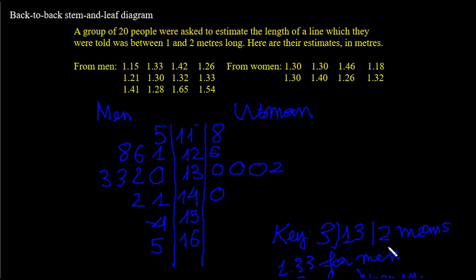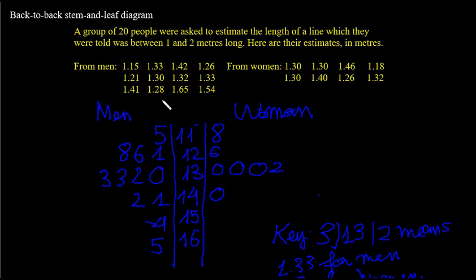So from this key, 3 straight line, 13 straight line, 2. So we can apply it to all of here. So let's take a number like 14. We have 1 straight line, 14, and 0. So we can understand that 1.40 for woman and 1.41 for man in the same line. So it's how we construct a back-to-back stem leaf diagram.